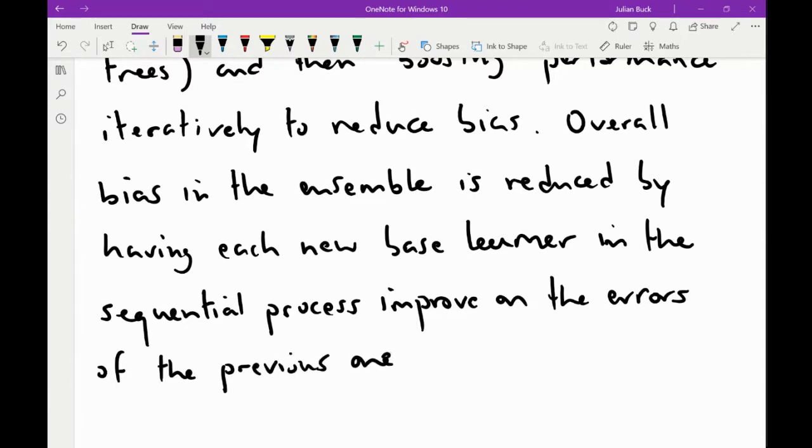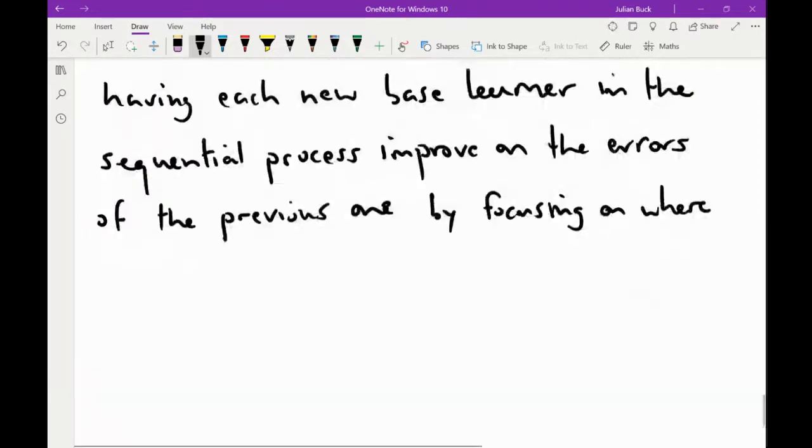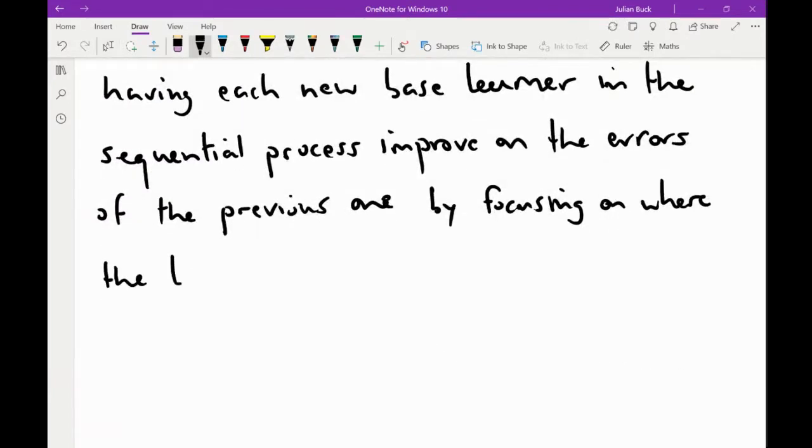Now, of course, it can't necessarily improve on all of them, and it will make its own errors, as we'll see. I'm going to show you a little schematic here in a second. By focusing on where the largest errors occurred. So it looks at the previous model and looks for where were the big errors. The biggest errors are the ones generating the most of the bias. Okay. Where did it miss compared to the actual data, the largest? Okay, and then try to work on those.